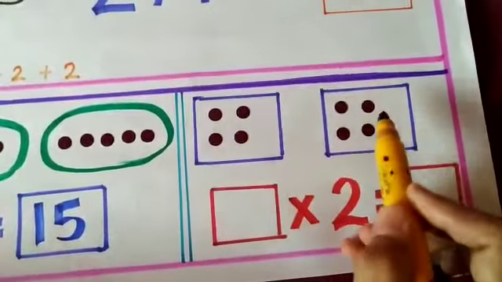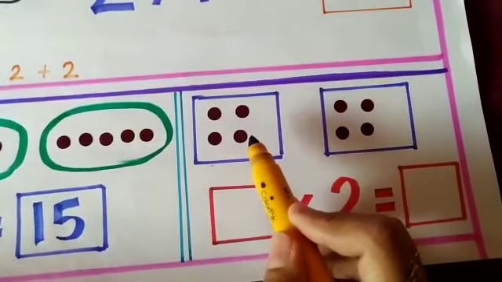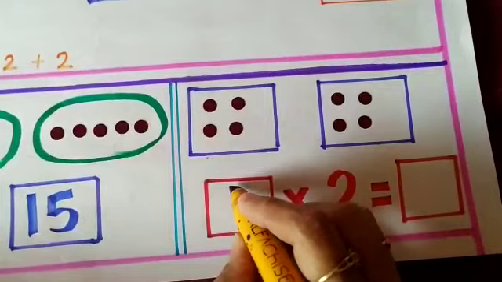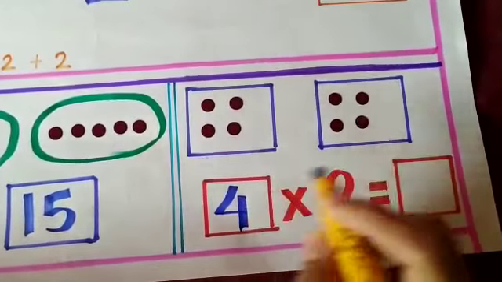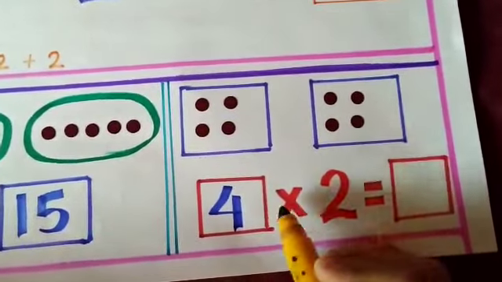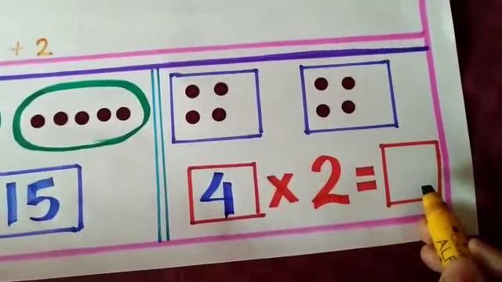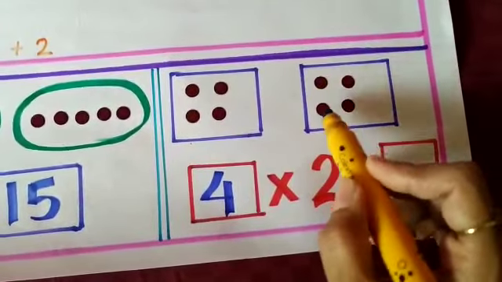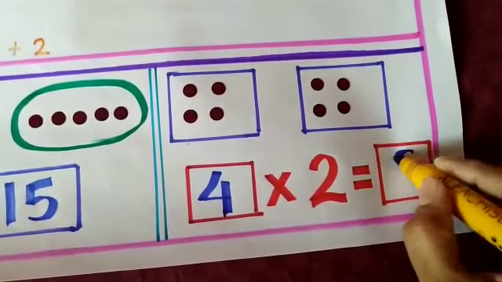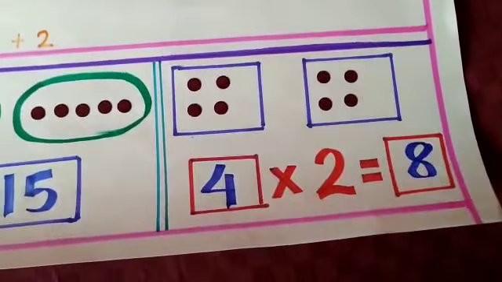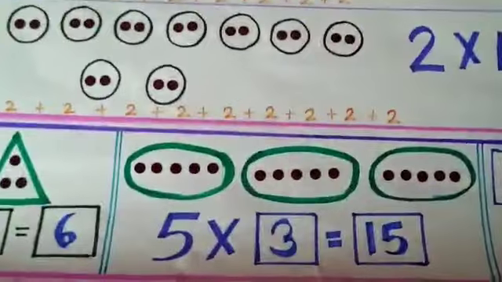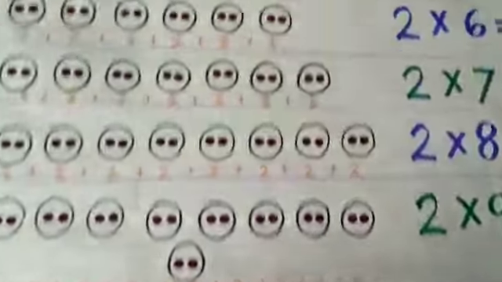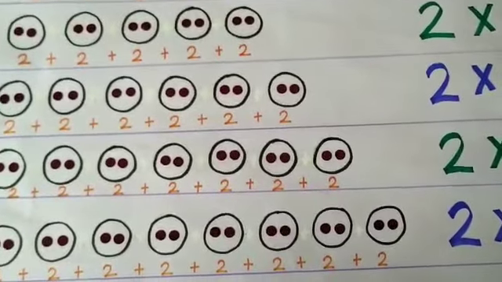Now let's see another example. See here, 2 squares. And how many bindis in each square? 1, 2, 3, 4. So 4 bindis in each square. And how many squares are there? 2 squares. So total bindis, how many? Let's count. 4, 5, 6, 7, 8. So 4 2s are 8. So this way you are going to study your multiplication and make your own table of 2. Thank you.